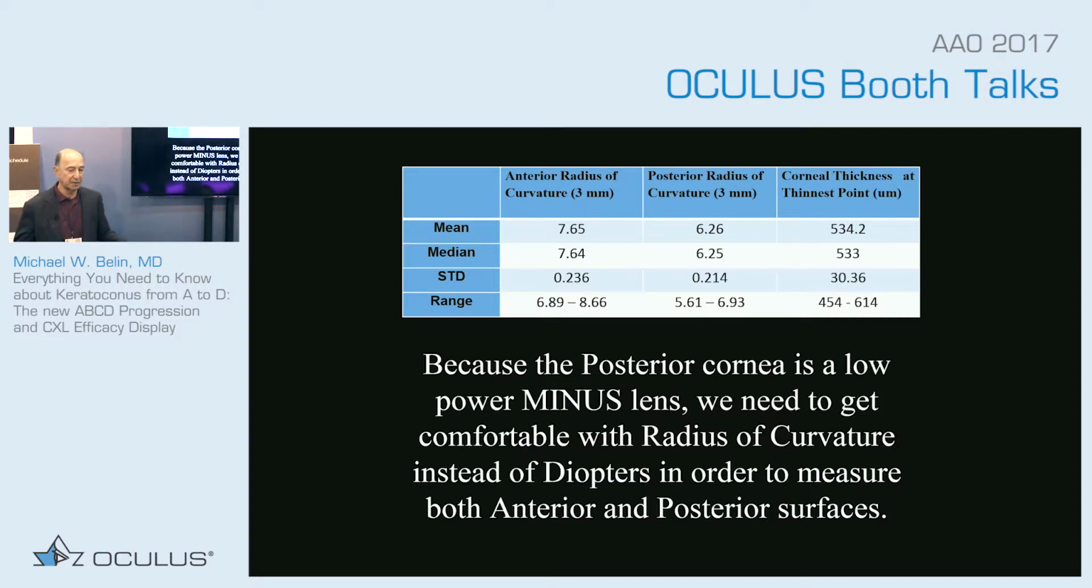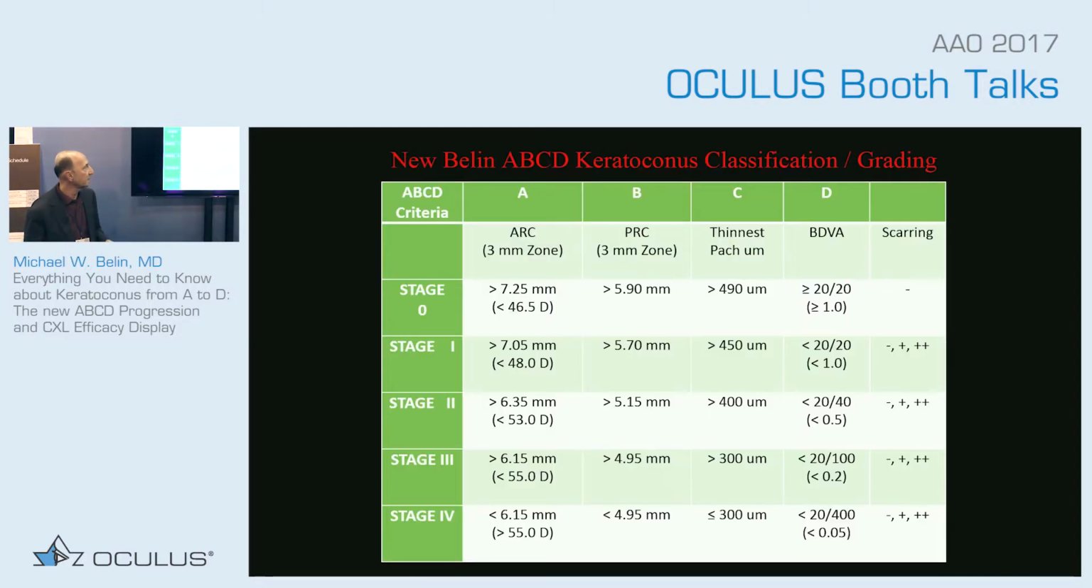We looked at a large population. We determined in radius of curvature from the 3 millimeter zone centered on the thinnest point what normal values would be in standard deviations across a large population. We then looked at Amsler-Krumeich just at their anterior surface. We took their grade 1, 2, 3, and 4, converted it to radius of curvature, and determined what the standard deviations would be for those breakdowns. We didn't follow it exactly, but that was kind of a starting point.